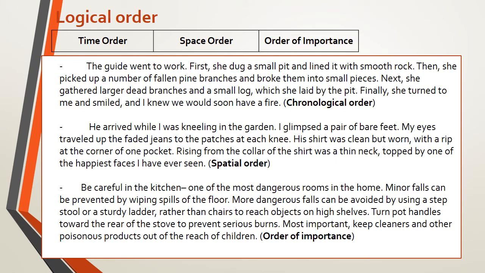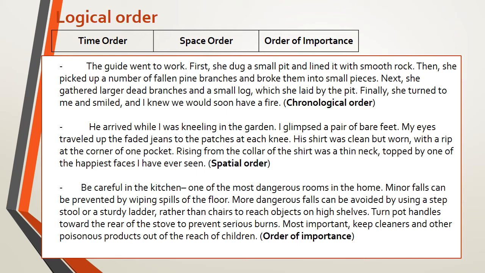To create coherence, the writer also can use a logical order in order to show a smooth relationship between the meanings expressed in the various ideas. There are three types of logical order. Time order. This organizes the ideas according to the time of their occurrence. This is also called chronological order, and you see this in the first paragraph.